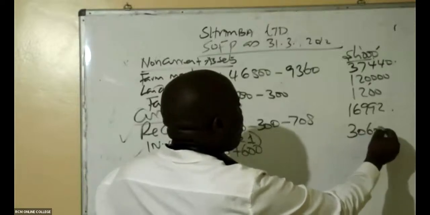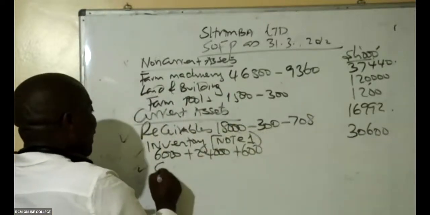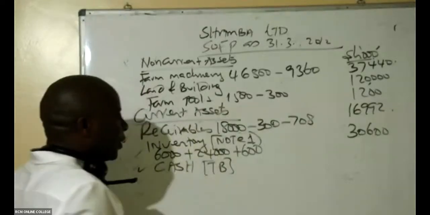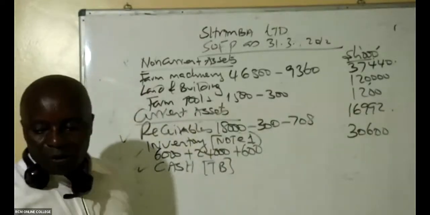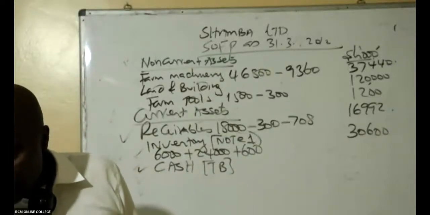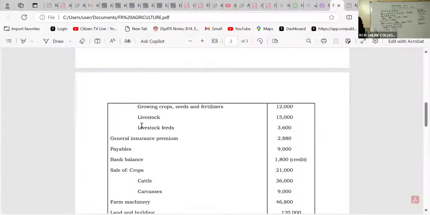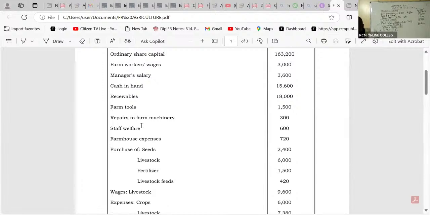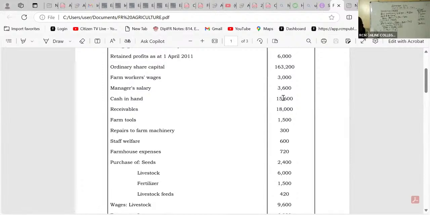And ladies and gentlemen, of course, I have cash. Cash is a current asset in the trial balance. Are you able to see cash in the trial balance? In the trial balance, we look for cash or the bank amount. So I can see cash in hand, 15,600.